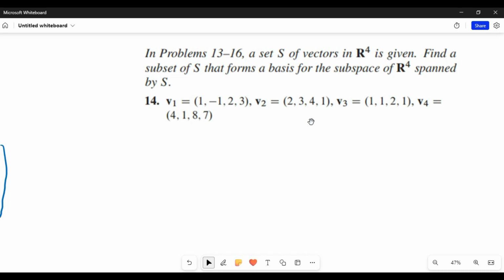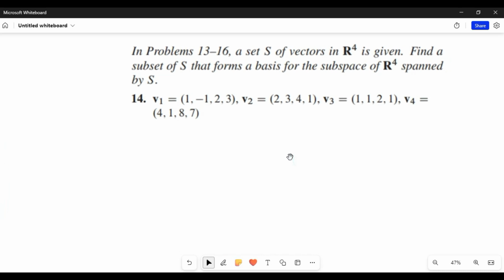Okay. So we have to do the same task again, reduction into row echelon form. Let's start solving this one. Okay, solution. Now write all these vectors as columns of a matrix. 1 minus 1 2 3, second 2 3 4 1, 1 1 2 1, and finally 4 1 8 7.